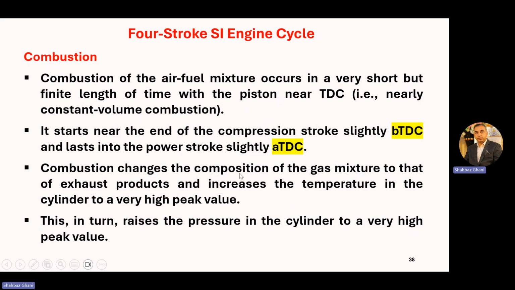The combustion changes the composition of the gas mixture to the exhaust products and increases the temperature in the cylinder to a very high peak value. When you have a combustion, you have a burning there. With burning, the temperature and pressure rise and it produces exhaust products. This in turn raises the pressure in the cylinder to a very high peak value. So both your temperature and pressure increase and that pressure is exerted on the piston top. Now piston is going downward towards BDC and this is your power stroke starting.